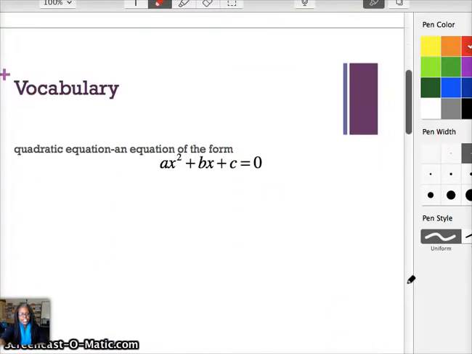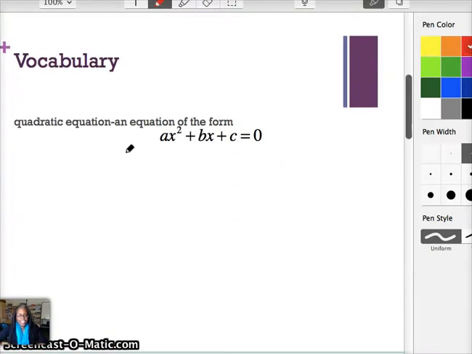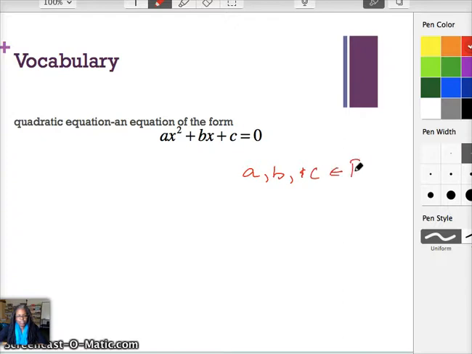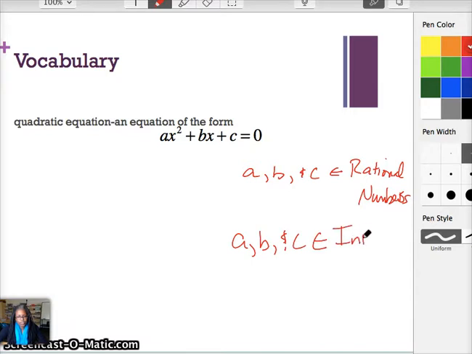But as our definition here tells us, a quadratic equation is an equation that's in the form ax squared plus bx plus c equals 0, where a, b, and c are all elements of the rational numbers, okay? So that keeps it as a quadratic polynomial. For most of the problems that we do, a, b, and c will all be elements of the integers. So they should be integer coefficients.